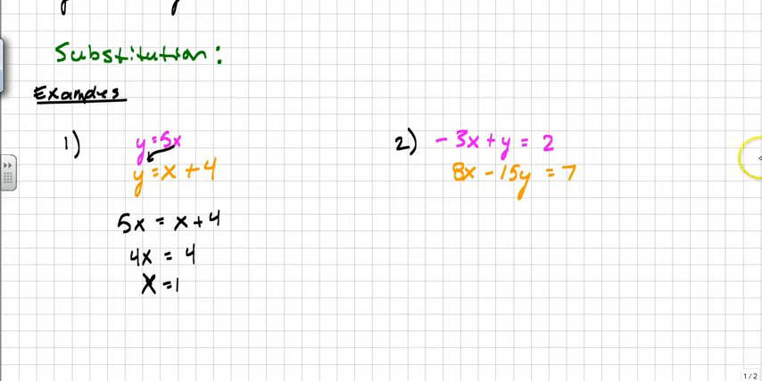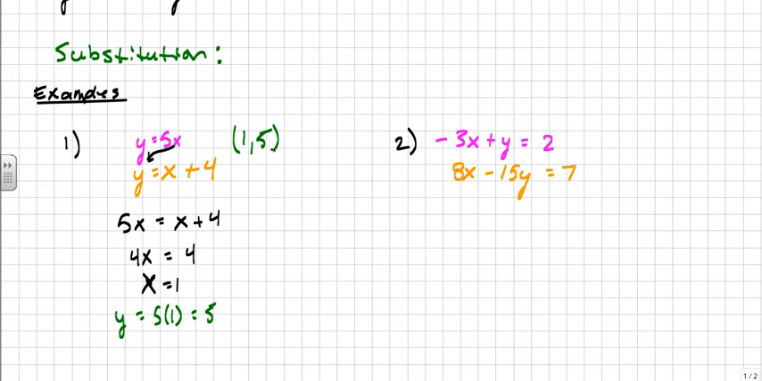Now to find the second one, I'm going to take the fact that x equals 1 and plug it into either equation. So let's just use the top equation. So y equals 5 times 1. So y equals 5. So my point is (1, 5), which is what I found out earlier. Algebraically was probably faster in this case.